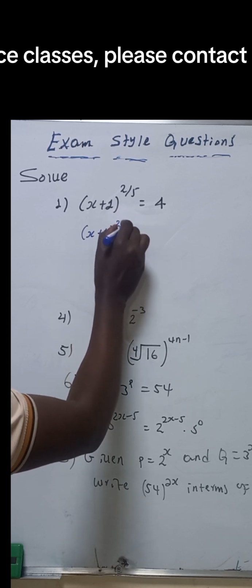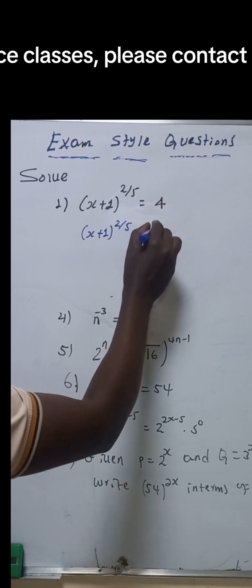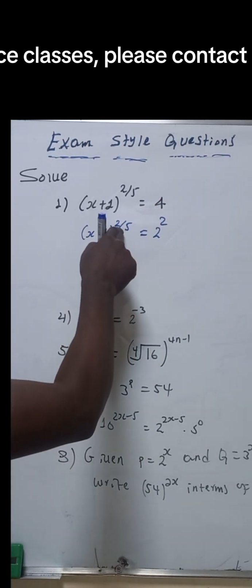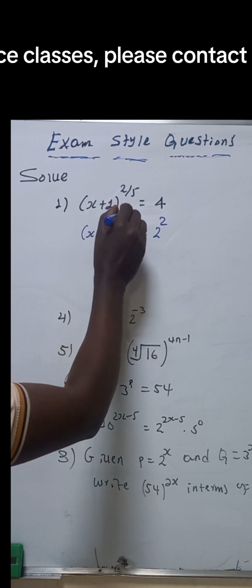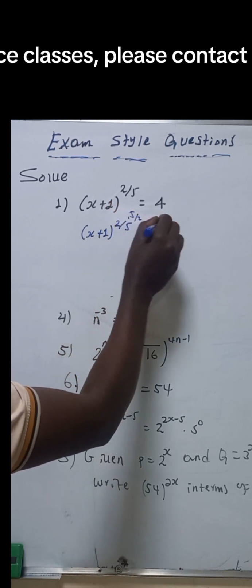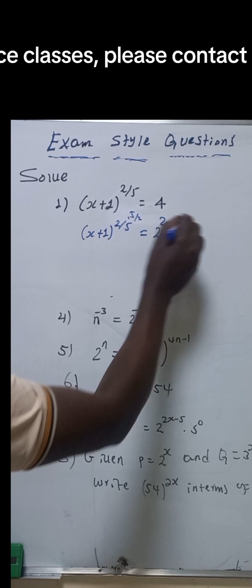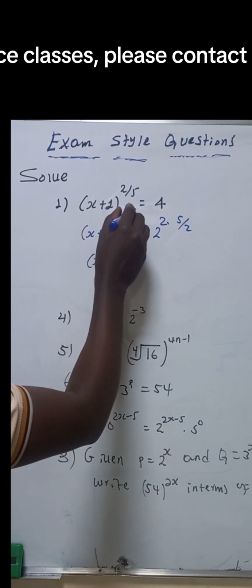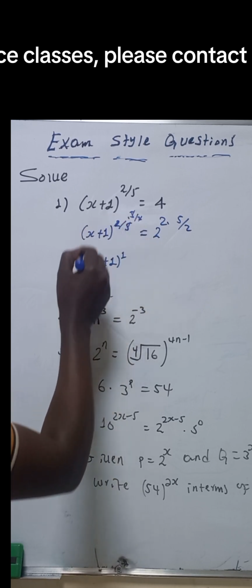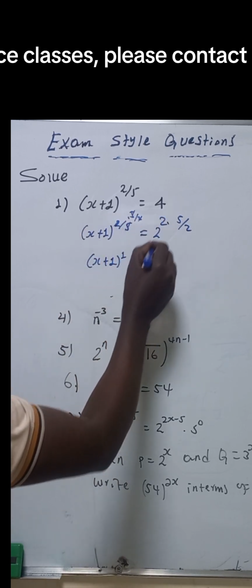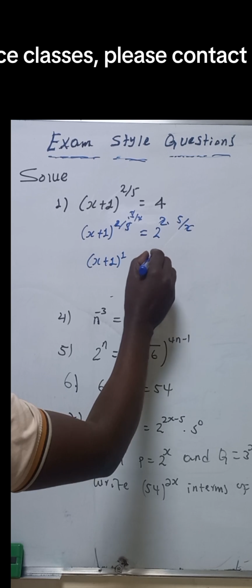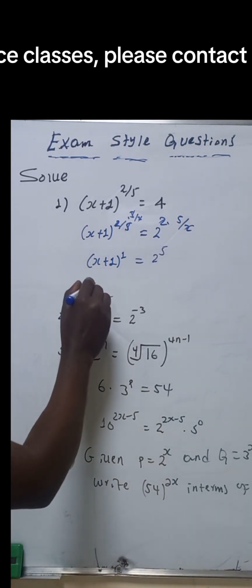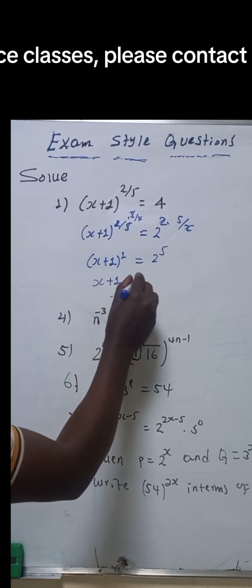The power of 2 over 5 is equal to 4, which means 2 squared. In order to eliminate this exponent, you can multiply by the reciprocal of this one, 5 over 2. Then this implies (x plus 1) to the power of 1, because this 5 is cancelled by this one and this 2 is cancelled by this one, and 2 squared is going to be to the power of 5. So now this is perfectly x plus 1 is equal to 32.